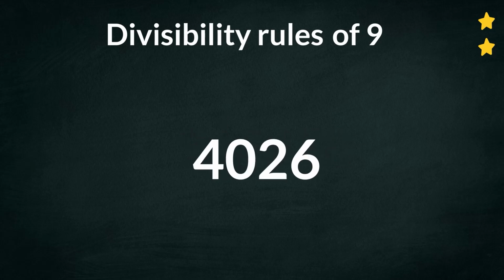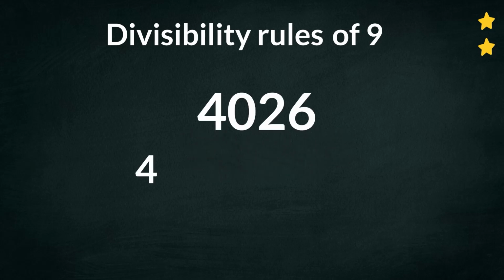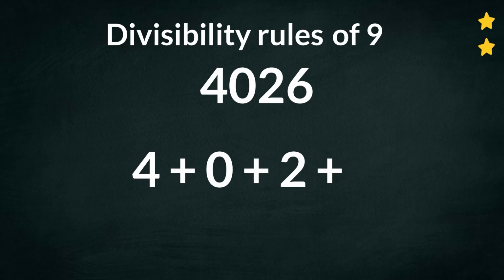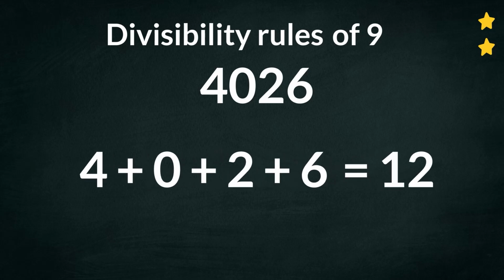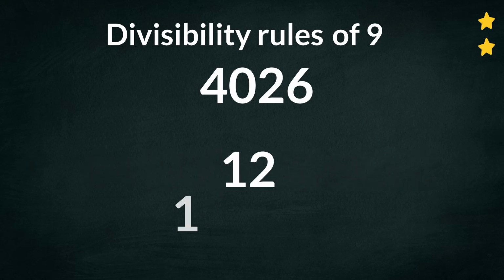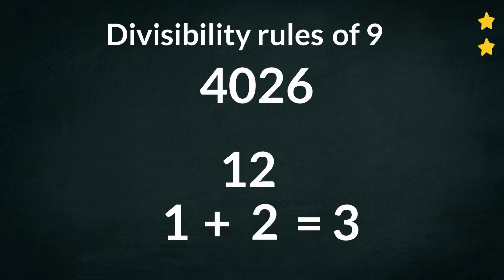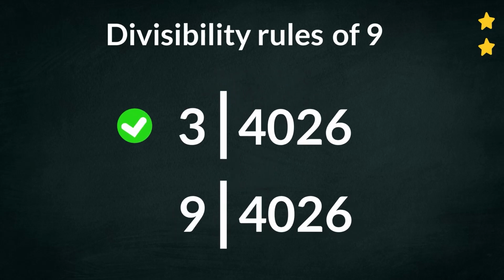What about 4,026? 4 plus 0 plus 2 plus 6 equals 12. Then we keep adding the new digits. 1 plus 2 equals 3. Based on this result, 4,026 is divisible by 3, but sadly, it doesn't meet the divisibility rule for 9.